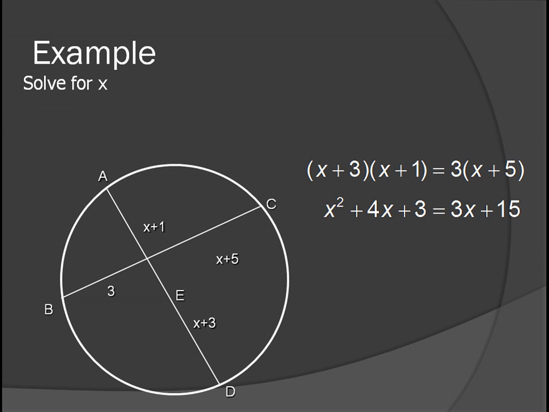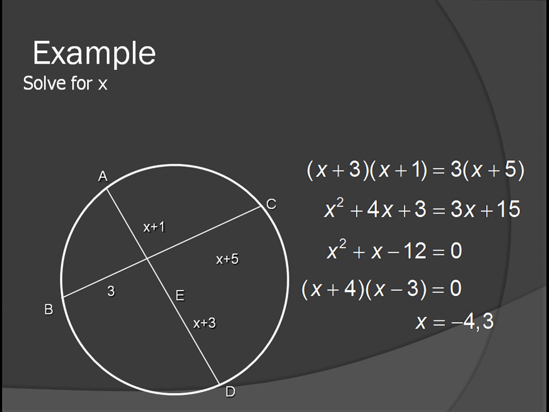Left side gets multiplied out to be x squared plus 4x plus 3. Use your box method if you need to. The right side becomes 3x plus 15. From here, we're just solving. Move the 3x and the 15 to the other side. And we have x squared plus x minus 12 is equal to 0. This is a box method problem, and we get x plus 4 times x minus 3 is equal to 0. And at that point, we can solve.